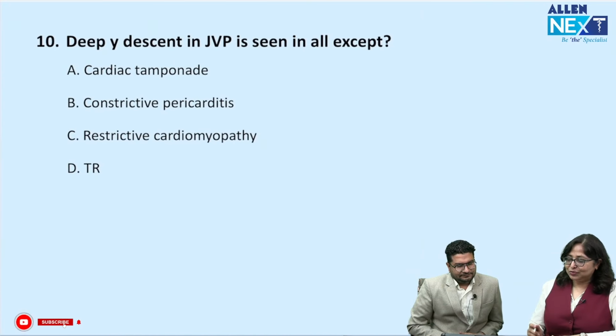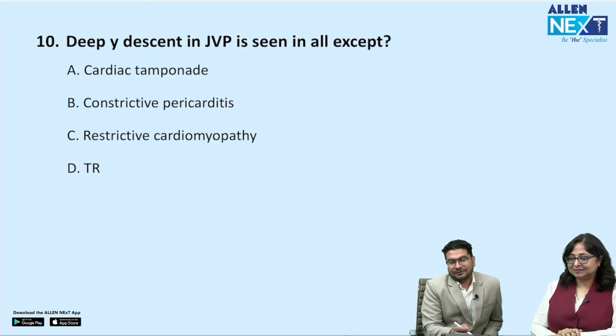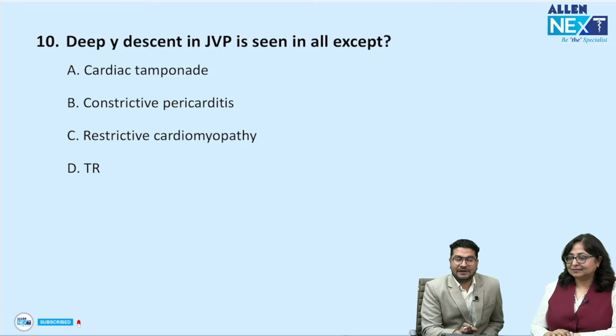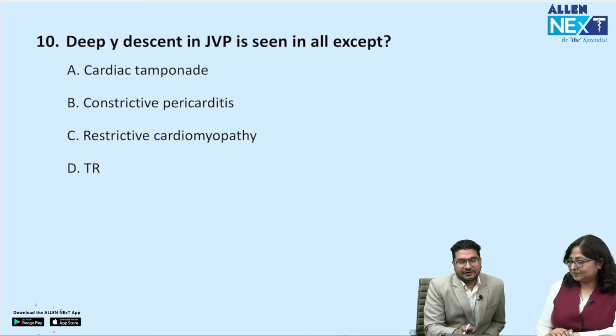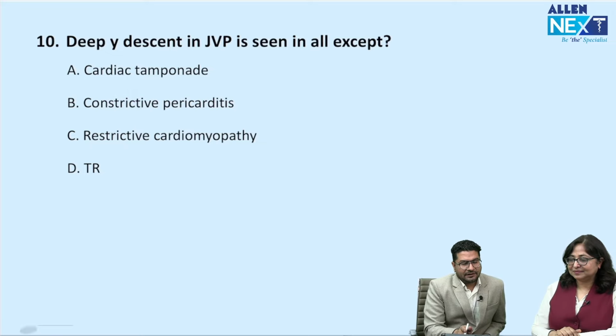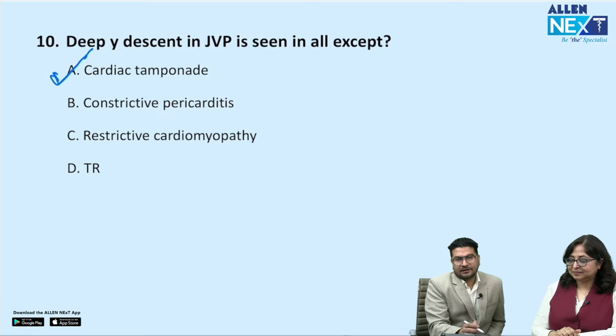Let's go on to the next question. Deep Y descent. You can see JVP questions they always ask in exam. Even in physiology and medicine, we both teach JVP. So this is one of the hot topics, I can say an evergreen topic in exam. So the question: deep Y descent in JVP is seen in all except. It is seen in constrictive pericarditis, restrictive cardiomyopathy, tricuspid regurgitation. It is not seen in cardiac tamponade, right?